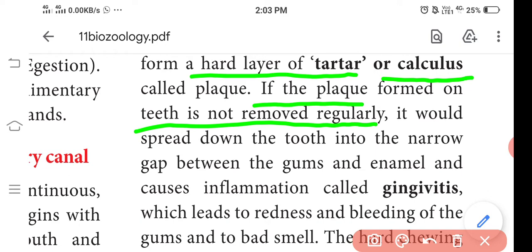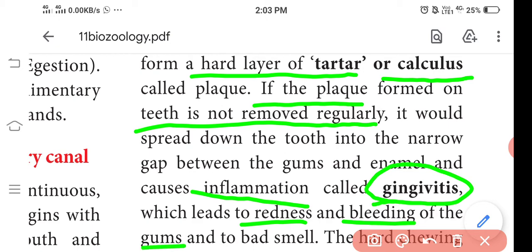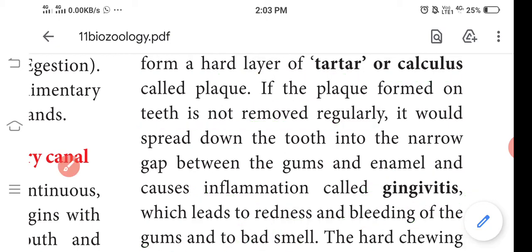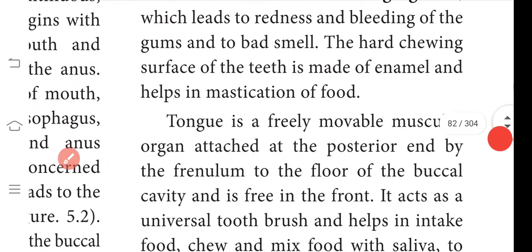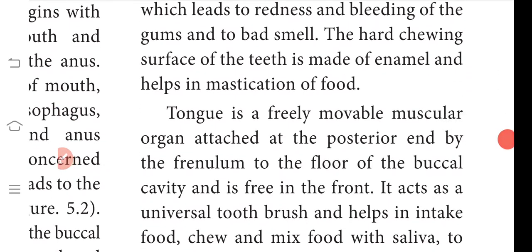Okay, it's like swelling. So inflammation of the gums is called gingivitis. That is because of an increase in the quantity of calcium and magnesium. This gingivitis may cause redness and bleeding of the gums, and it may cause bad smell also. The hard chewing surface of the teeth is made of enamel and helps in mastication of food. That is, it is helpful in grinding the food.